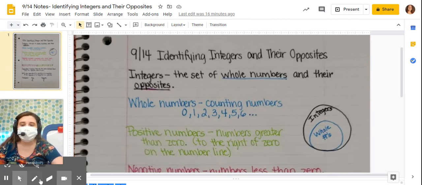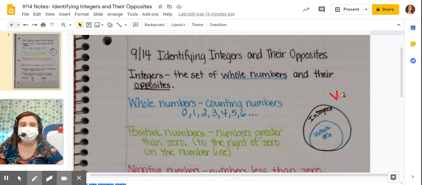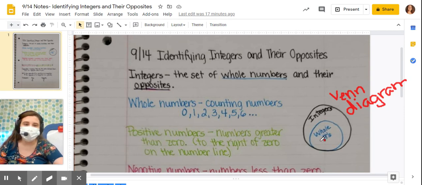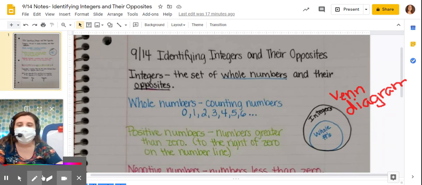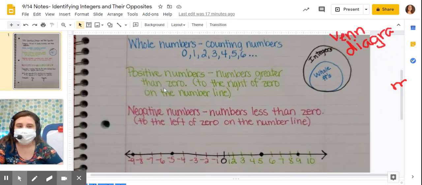If you were to create a Venn diagram of the two sets of numbers that we are talking about, the whole numbers would be inside of the integers. So integers are just a bigger set of numbers than whole numbers. Integers include positive and negative numbers.